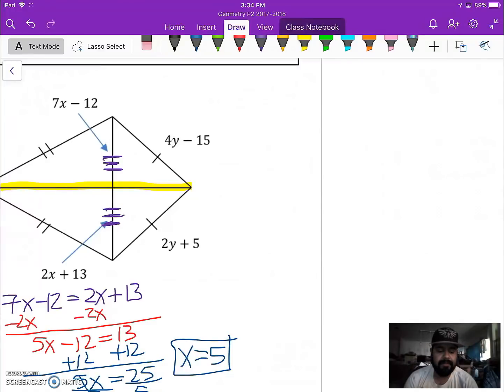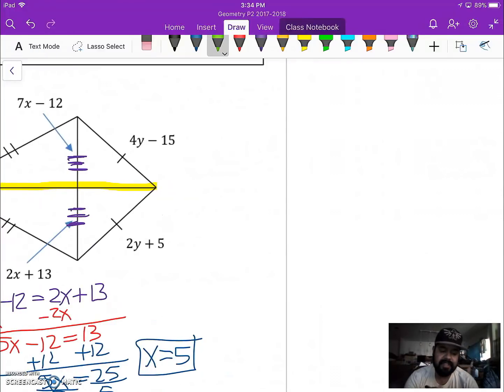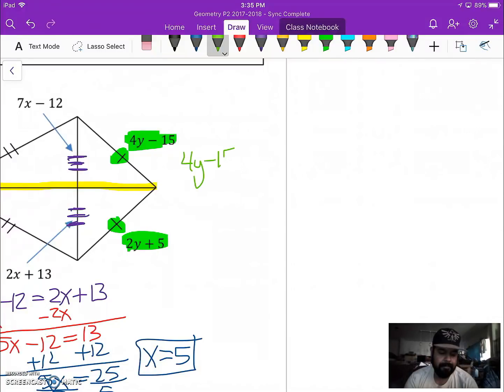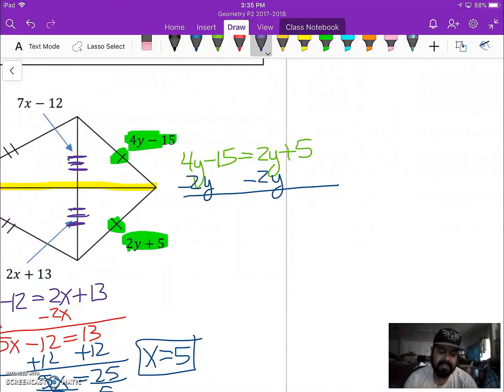So then going on to solve for y, we're still going to do the same setup. These two parts are congruent. So that means that these two segments and these equations are congruent. So again, go on through and solve it. I'm going to skip an extra step, but again, if you need to show all the work, by all means do so. I'm going to take care of the y's as well as the 15s.